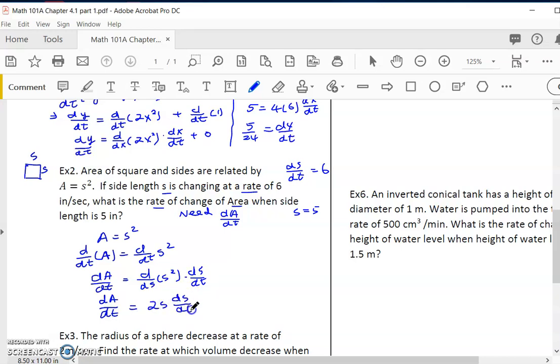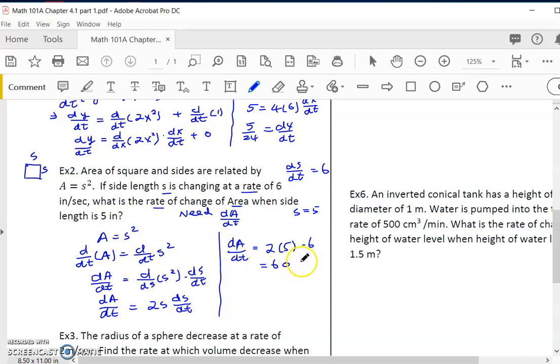So this is the related rate equation. Now is the time to plug in. What is the rate of it? The left-hand side is what we don't know, ds/dt. And we know 2s is 5 and ds/dt is 6. So 2 times 5, 10, so it's 60. So when the side length is 5 inches, the area is changing at 60.